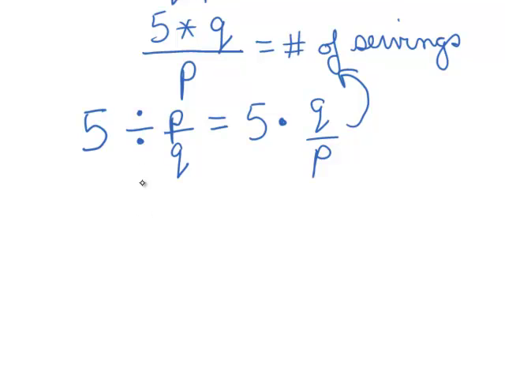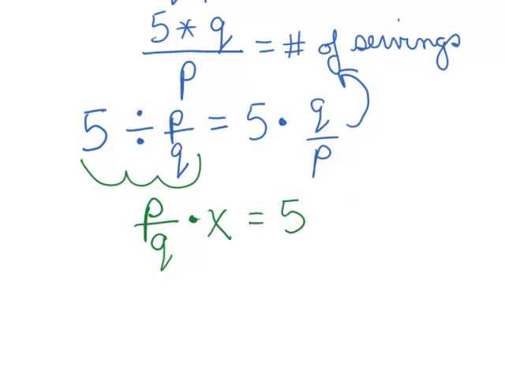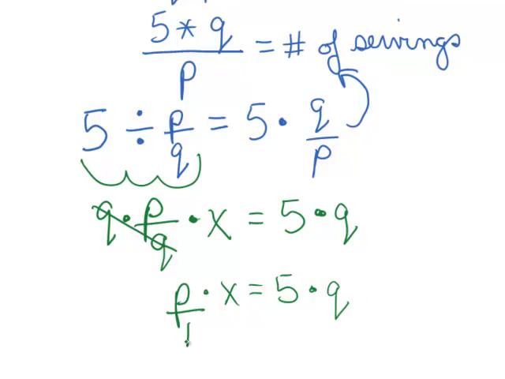What does division mean? This means that we have P over Q times some number is going to equal 5. Then think about how we would solve this equation. To get rid of the Q, we would multiply by Q. To get rid of the P, we would divide by P. That is just simple opposite operations to solve an equation.